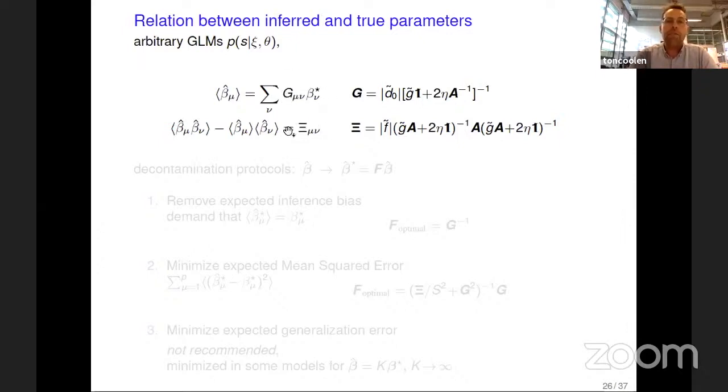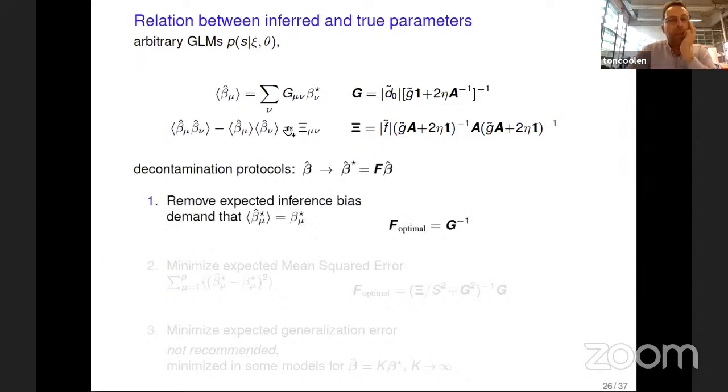But having these relations allows you now to do the following. You can design decontamination protocols where you say, look, I know that beta hat comes out of my imperfect regression method. Can I construct a matrix F such that from this original regression outcome, I compute a new one that has all kinds of desirable properties? And then it depends on what criteria you use. You can say, I want the inference bias removed, immediately you get a very simple expression and you have all the information from your replica theory to calculate this thing.